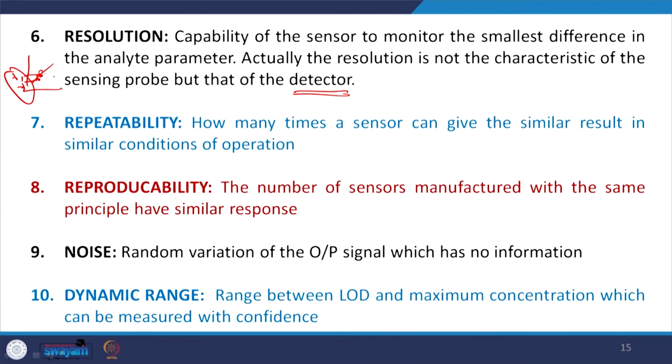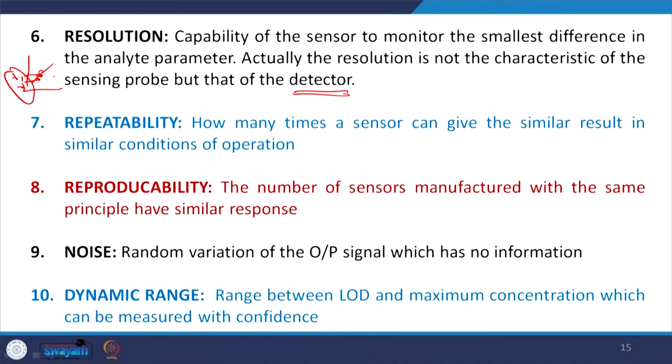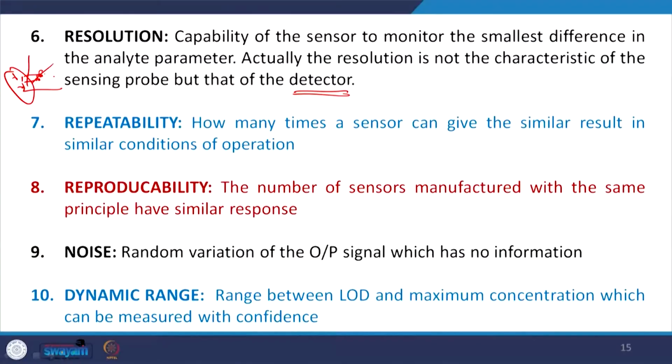Repeatability: how many times a sensor can give a similar result in similar conditions of operation, that is repeatability. Reproducibility: if you manufacture this kind of sensors in the same, similar conditions, the response should be similar, that is reproducibility. Noise: a sensor can have noise, which is basically the random variation of the output signal. Sometimes you may not have an input, but you will have some output signal, that is noise.